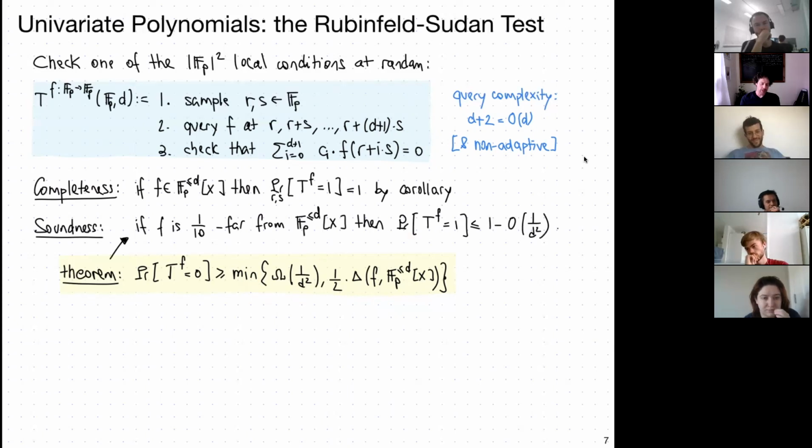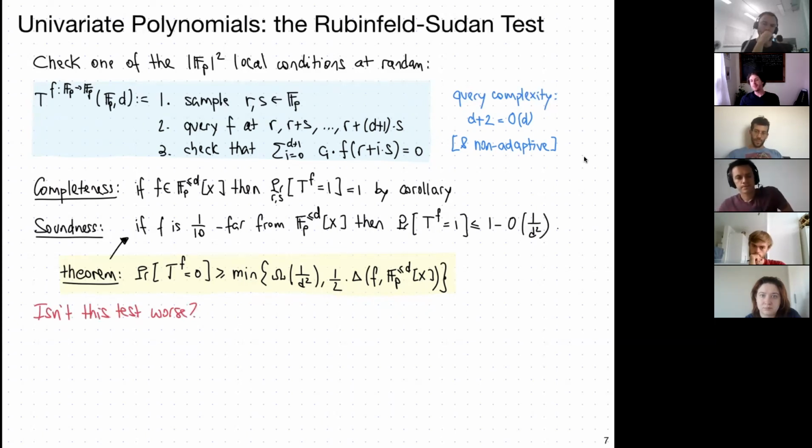Okay, and just to put it with some concrete parameters, suppose that f is 1/10 far, like 10% far from being low degree. Then the test will accept with probability at most 1 minus O of 1 over D squared. So now here's a question. We started with this nice, elegant test of just interpolating, which was natural and nice. And now we get a test which seems even worse, right?